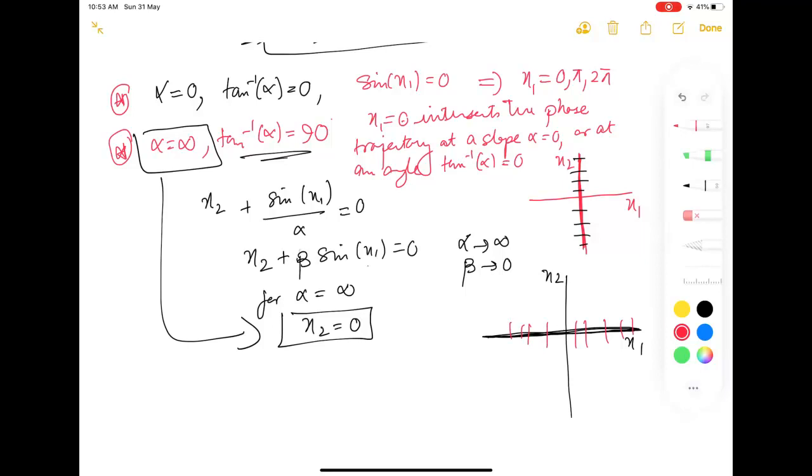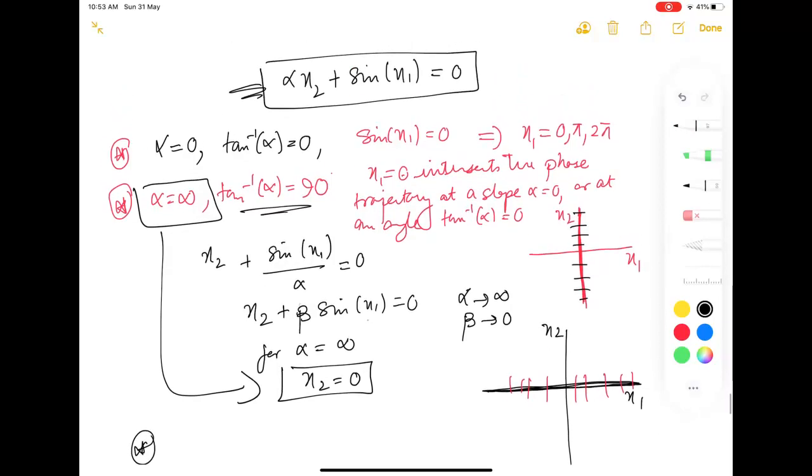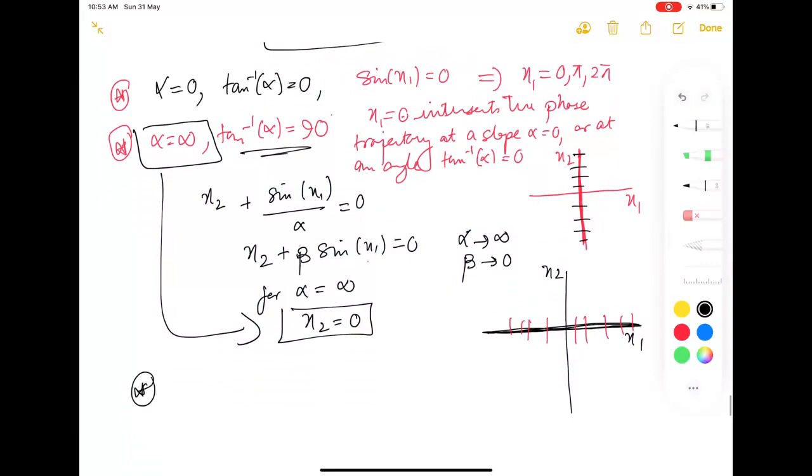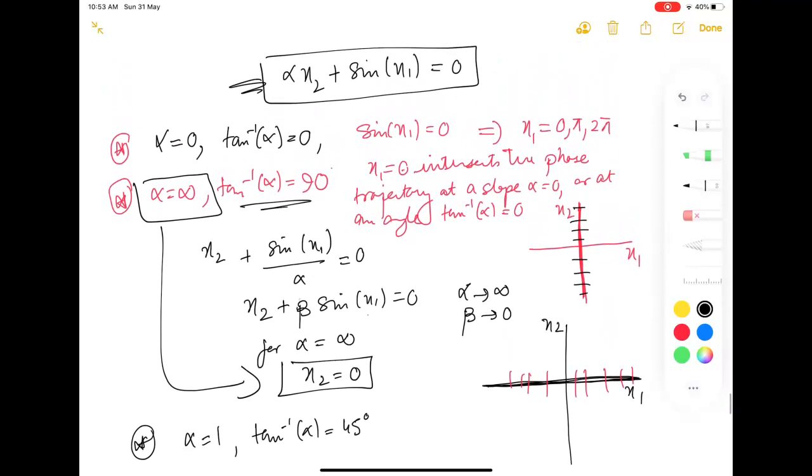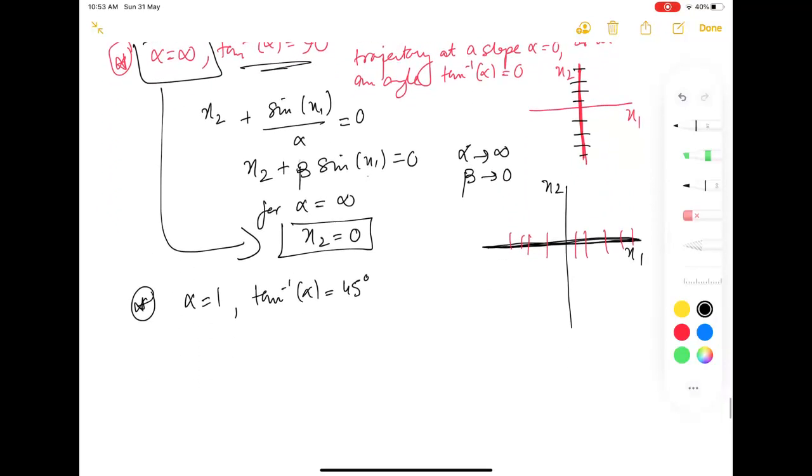Okay. Take some other example. Let us take a simpler example. So the basic equation of the isocline is alpha x2 plus sine x1 is equal to 0. Let us take alpha equal to 1, which means that the slope tan inverse alpha is equal to 45 degrees. And if you put alpha equal to 1 in the equation for the isocline here, you'll get x2 is equal to minus sine x1. Similarly, you can take a slope of alpha equal to minus 1, which gives you tan inverse alpha equal to minus 45 degrees. And the equation for the isocline would be x2 is equal to sine x1.